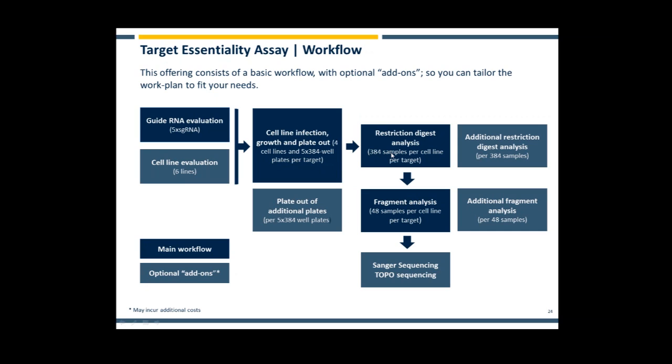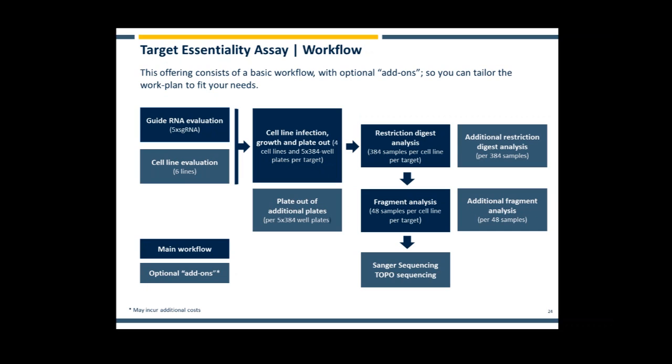Now these dark blue boxes outline the standard package. However, there are a number of ways that we can modify it to suit your needs. At each stage, we can scale up the number of colonies plated or the number of colonies analysed. And that's what we would advise if your gene has a high copy number. However, we can also perform additional analysis such as Sanger or topo sequencing, and it's also possible to keep some of the colonies for further downstream analysis on other things such as proliferation.